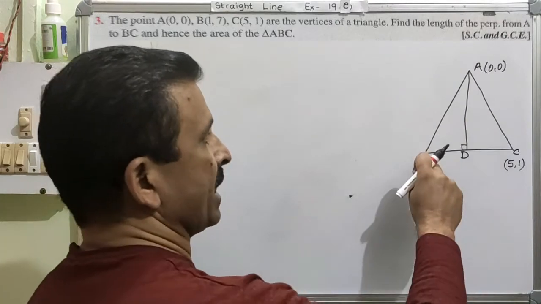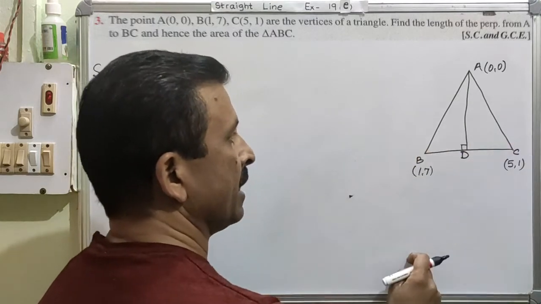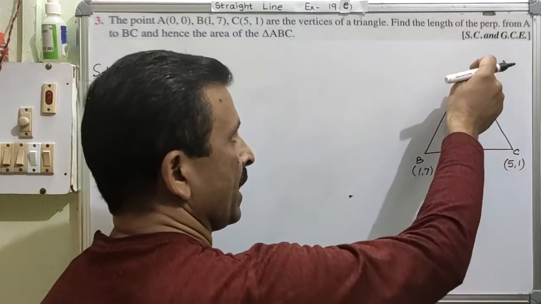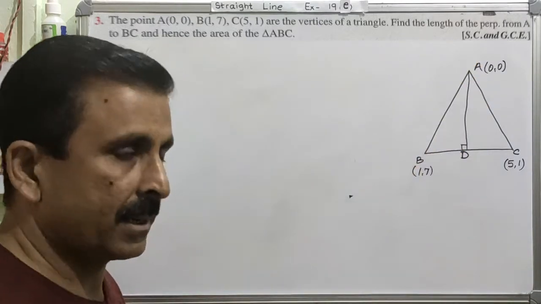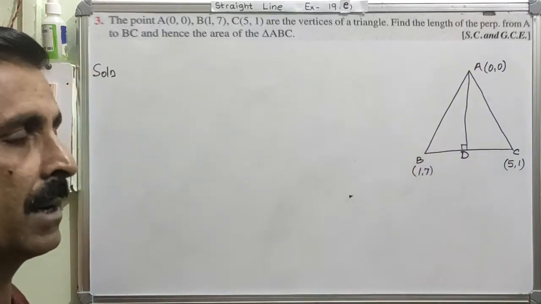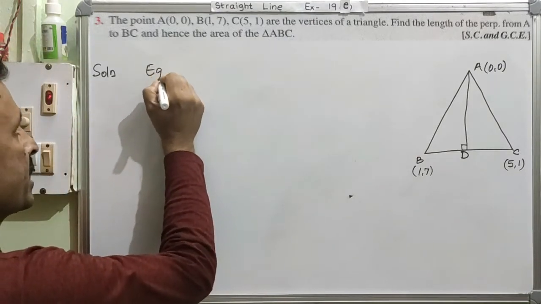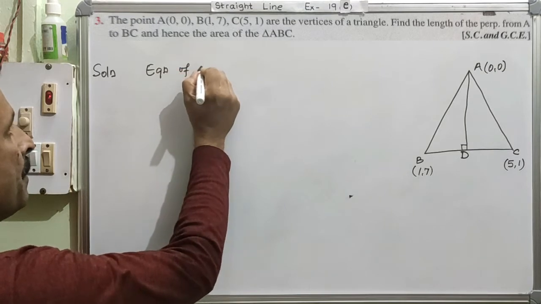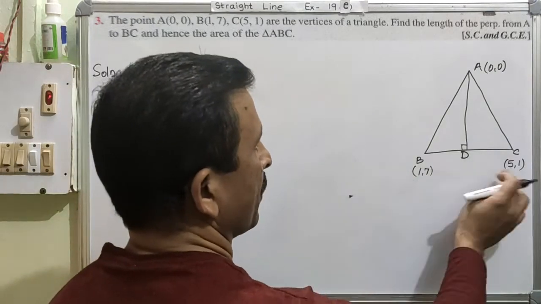So to find this perpendicular distance, the first thing that we are going to do is calculate the equation of BC. Because once we have the equation of BC, then we can use this equation and the coordinate of A, and easily we can find the perpendicular distance. So we are going to first of all write down the equation of BC. And this equation of BC we will calculate by using the 2-point formula.